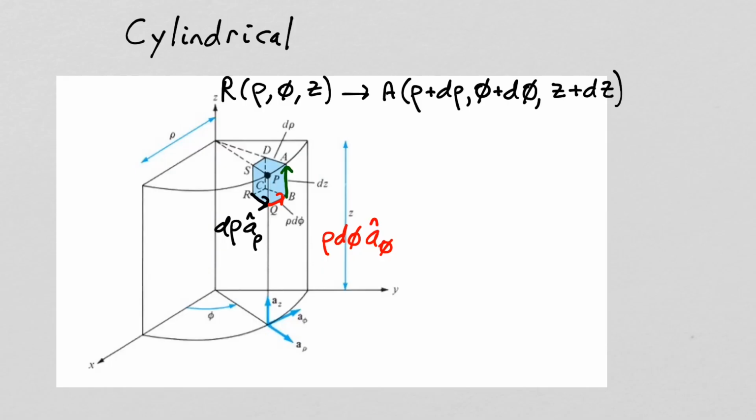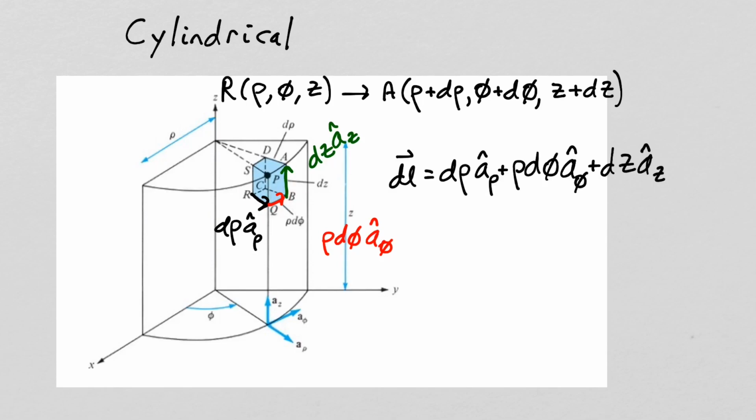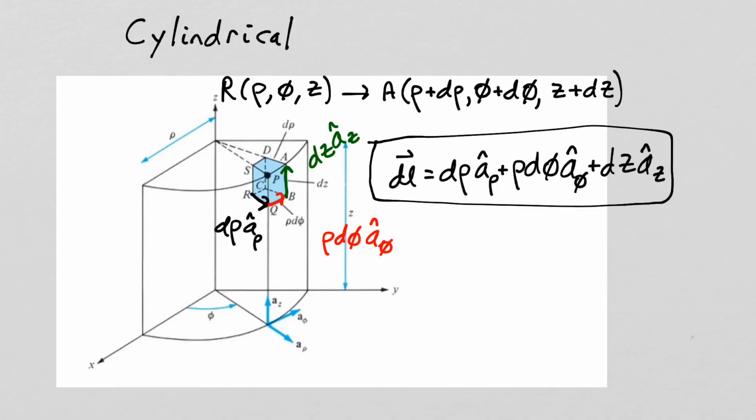So our length differential dl is the vector that's going to point from R to A, so it will just be the vector sum of these three differentials. So here is our differential length in cylindrical coordinates. As we go to differentials and this box gets to differential size, we can essentially treat it as a cube. So the differential volume will just be the product of the three sides. So our differential volume in cylindrical coordinates is rho d rho d phi dz.